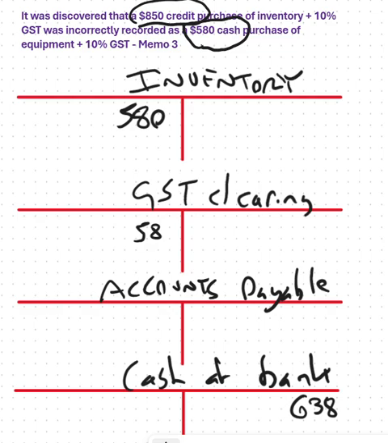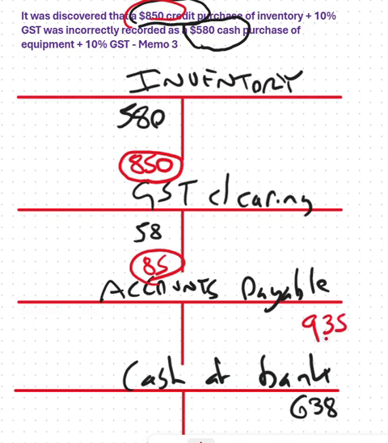Now let's work out what we should have done. Going back here, $850 purchase, so we should have done a debit entry to our inventory for $850, a debit entry of $85 to our GST. Add these two up, and we should have done a $935 credit to our supplier, our accounts payable liability going up.